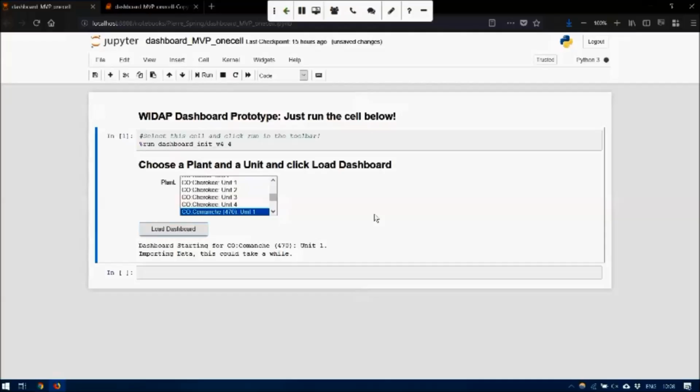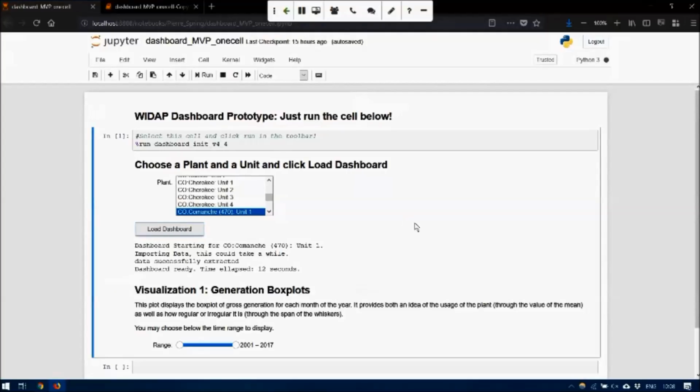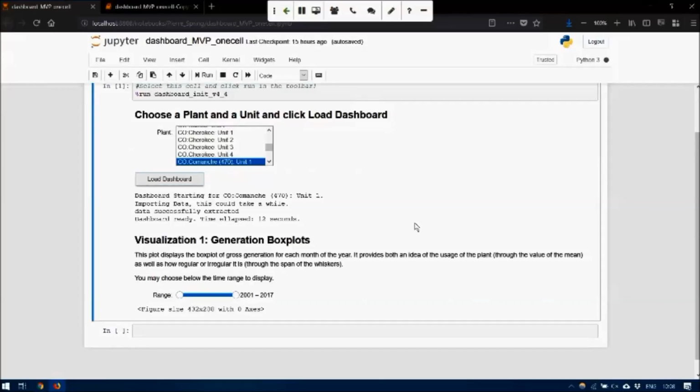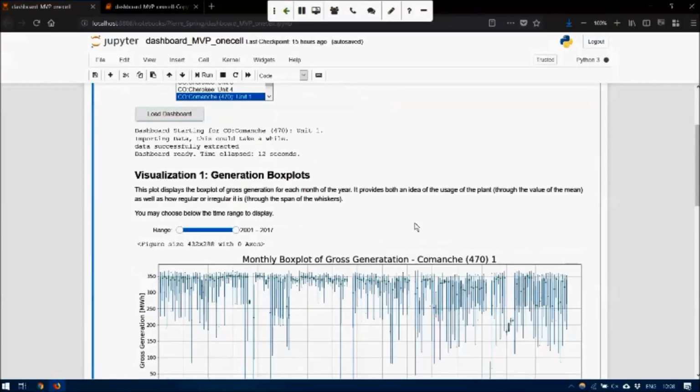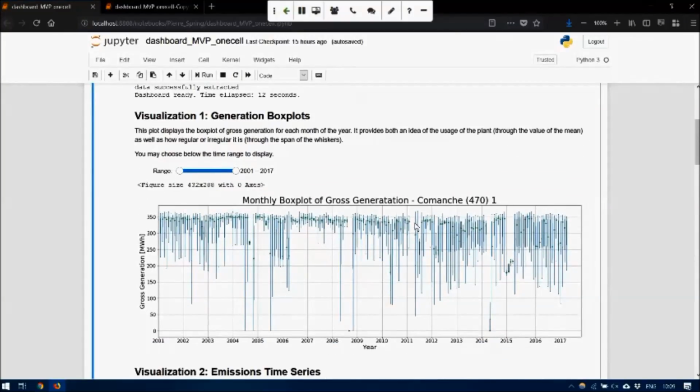This is the lengthiest part in the process. It takes about 50 seconds usually for the data to import. There we go, 12 seconds. Now all the visualizations, as mentioned, are generated. We have a total of 4, some of them for operations, some of them for emissions, and some of them to correlate both. So our first visualization here is our monthly box plot of gross generation that gives good insights on operations.